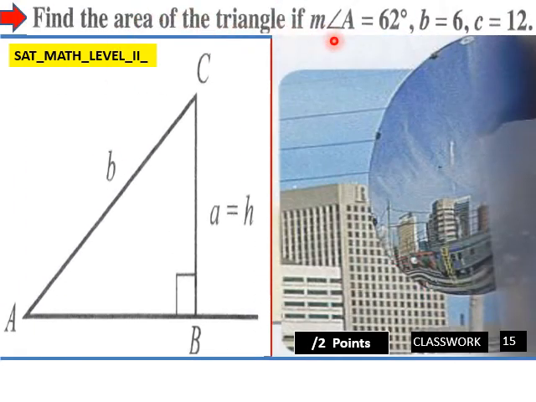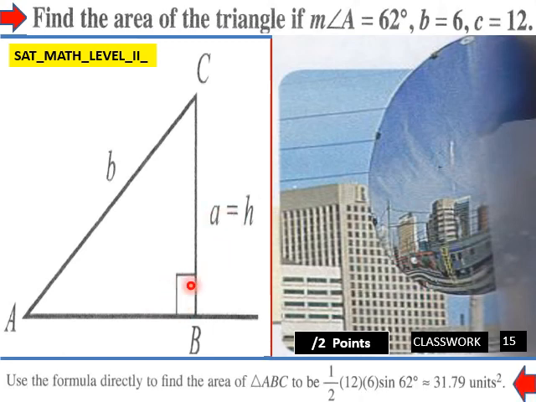Find the area of the triangle. Measure A is 62 degrees, b is 6, and then c is 12. So again, using the formula we just used, the area of triangle ABC would be 1/2 times 12 times 6 times sine 62 degrees. And you'll come out with 31.79 square units. So that'd be a fast way of calculating this area.